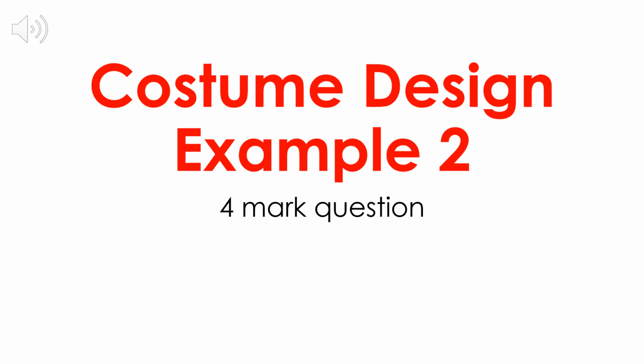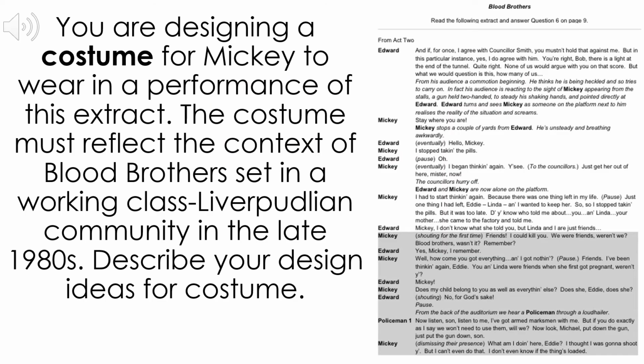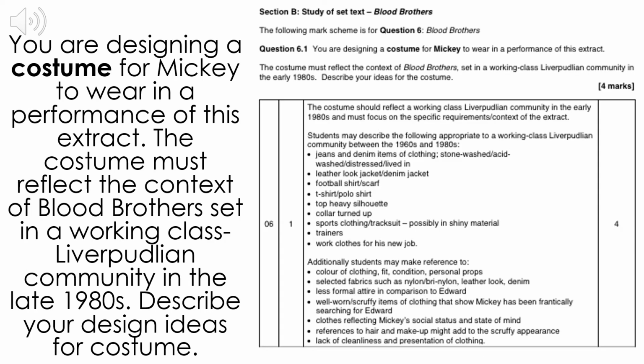So on the next slide, we're going to give you another example of a costume question that you might get in the exam. This costume question relates to the extract that links to the final part in the play, the part where Mickey shoots Edward. I want you to find that section in the play now. So the question is, you are designing a costume for Mickey to wear in a performance of this extract. The costume must reflect the context of Blood Brothers set in a working class Liverpudlian community in the 1980s. Describe your design ideas for costume.